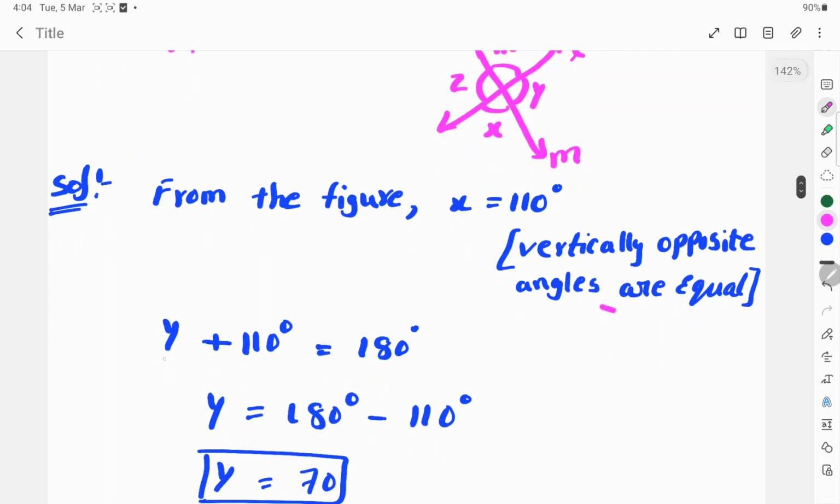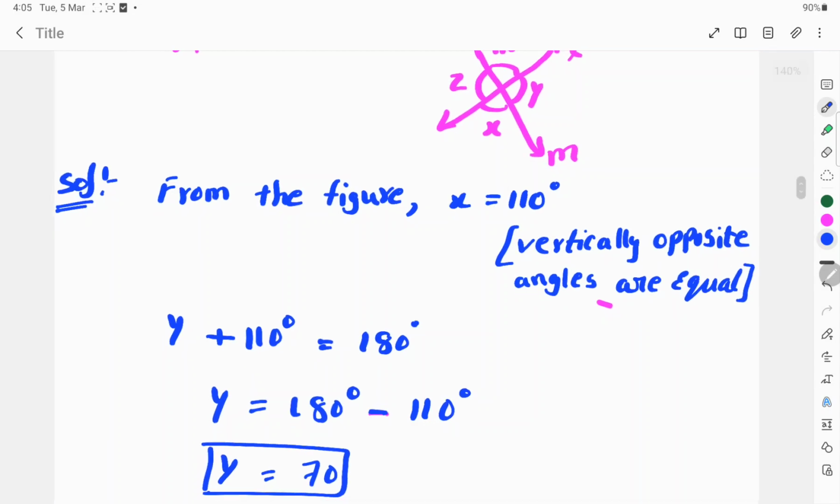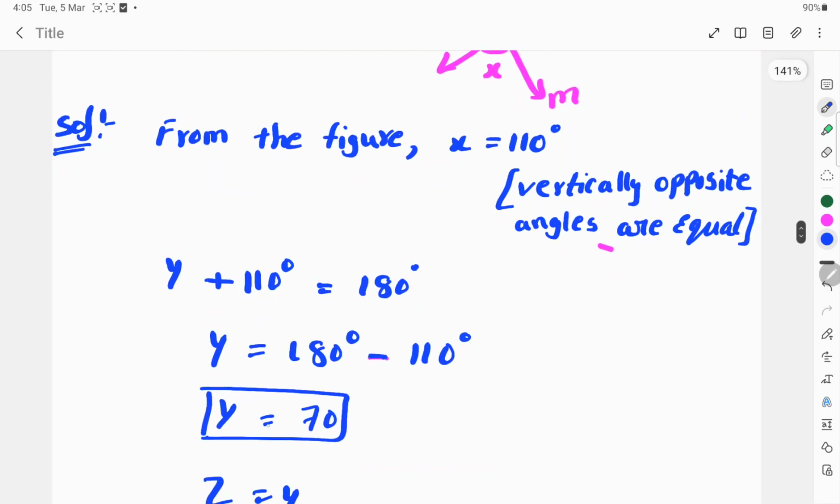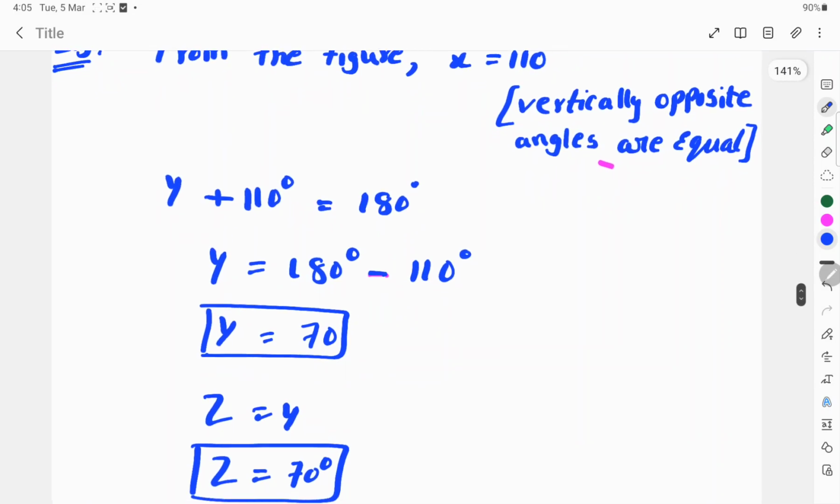See here, y plus 110 degrees is equal to 180 degrees. Here y is equal to 180 degrees minus 110 degrees. Here minus means this is negative, this is positive value. Change to the right hand side, then we will get the minus value. So minus 110 degrees. 180 minus 110 degrees, y is equal to 70 degrees. Y is equal to 70 degrees.